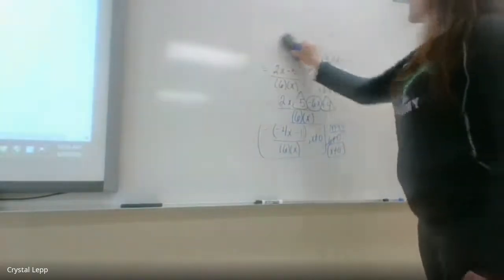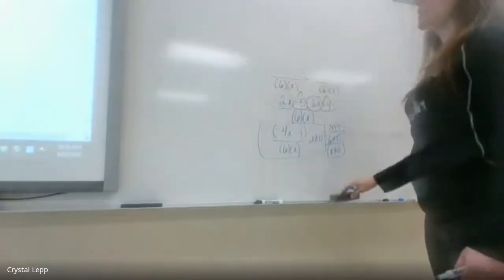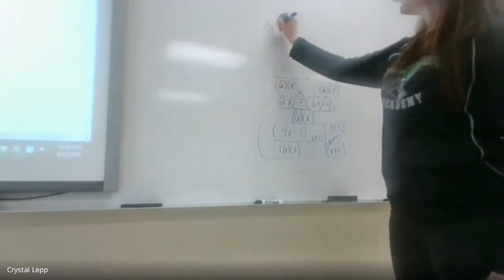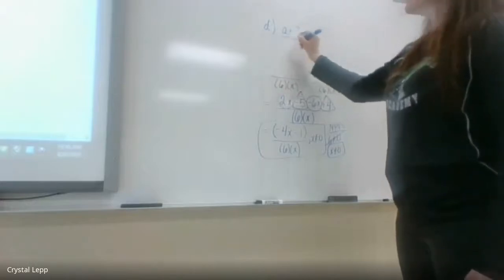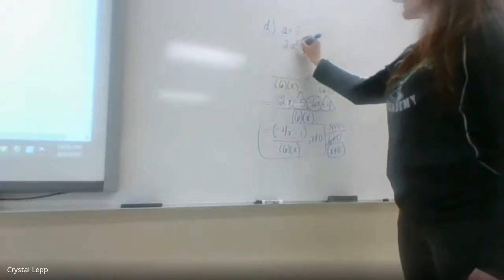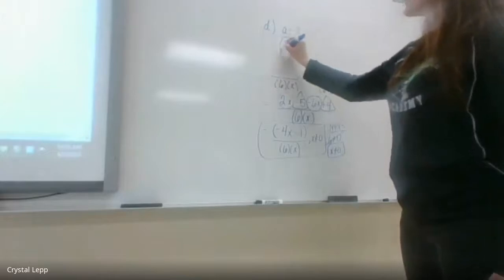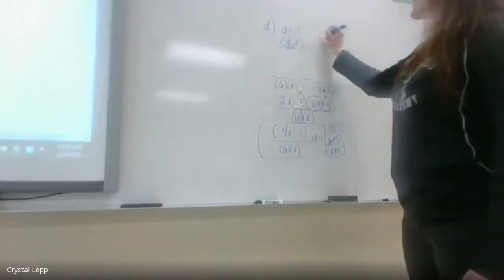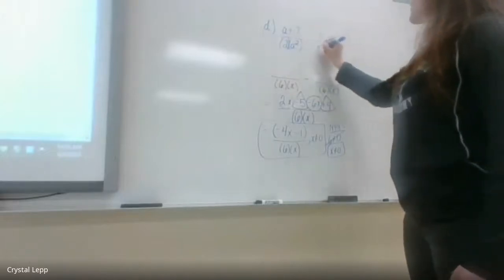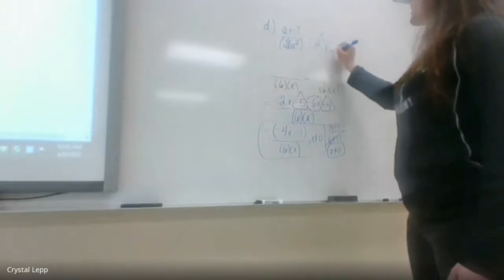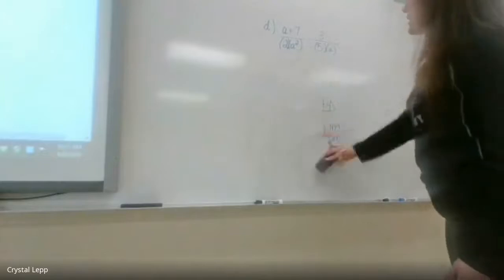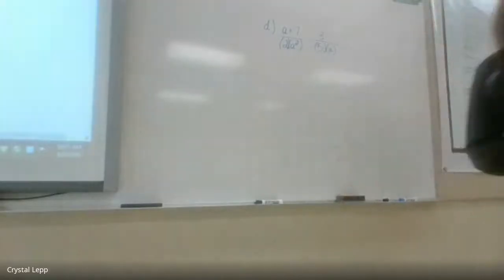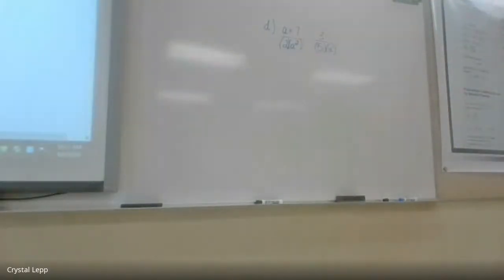I'm going to erase just the top here because I want you to try D on your own. So D is a plus 7 over 2a squared, and I would put the 2 and the a squared in their own brackets, minus 3 over 5a. They're in their own brackets. So you try that one out on your own. I'll give you a couple minutes here. Try that one out. Make a common denominator.